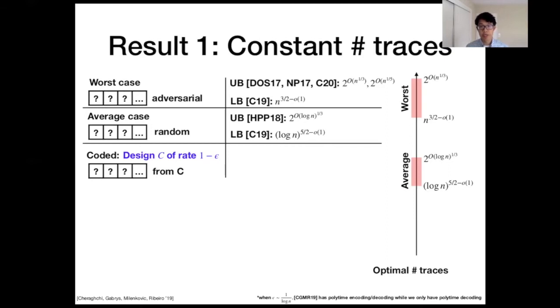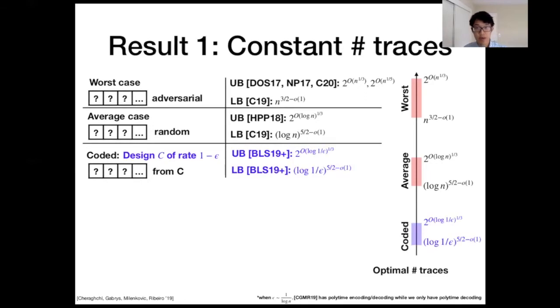So now I can tell you about our results. So here's the best upper and lower bounds for worst and average case reconstruction. And at the beginning of the talk, we asked, how much does coding help with trace reconstruction? And we'll see here that it helps quite a bit. So we show that there exist codes of rate 1 minus epsilon that can be decoded from 2 to the cube root log 1 over epsilon traces. And we also show a lower bound saying log to the 5/2 1 over epsilon traces roughly are necessary. So from worst case reconstruction to coded trace reconstruction, we go from an exponential upper bound to a constant upper bound.